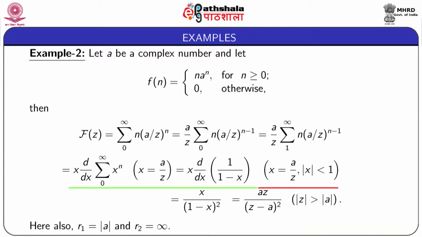So, that capital F(z) is equal to x d dx of 1 by 1 minus x, and that is equal to x by (1 minus x) whole square, which is equal to a z by (z minus a) whole square for mod z greater than mod a. Here also R1 is mod a and R2 is infinity.